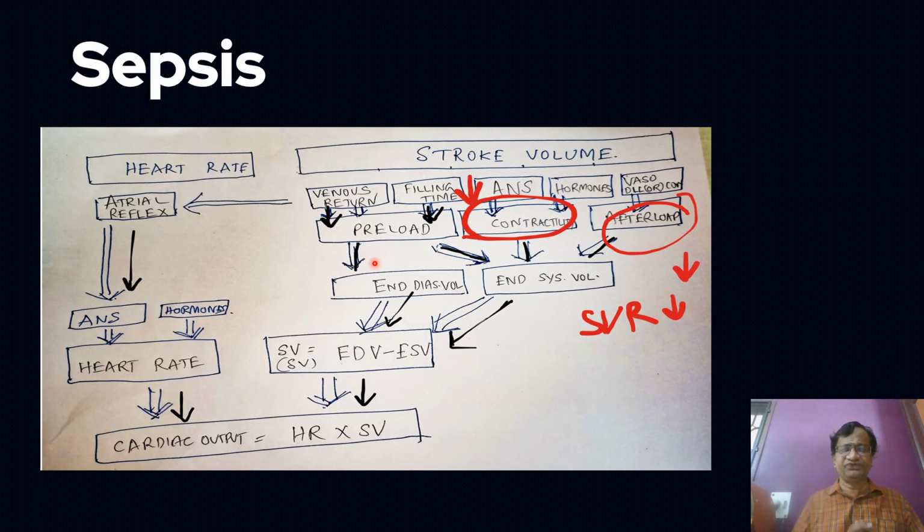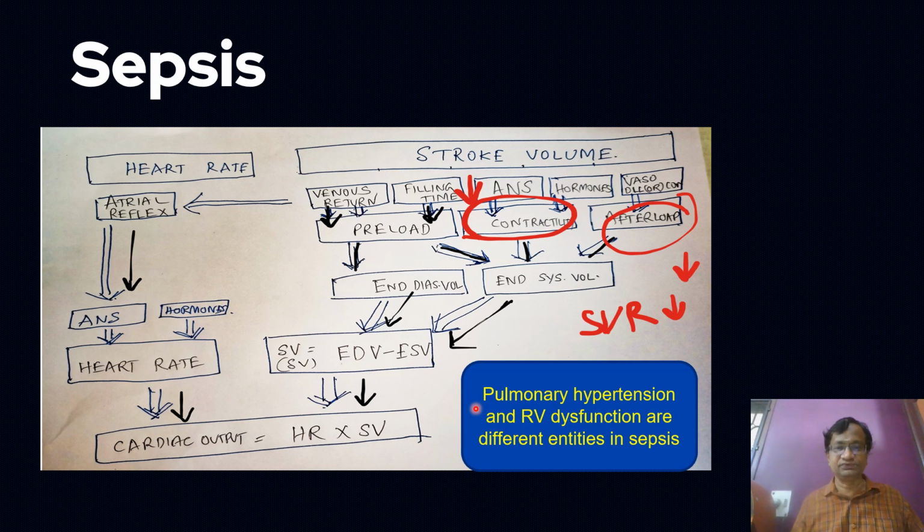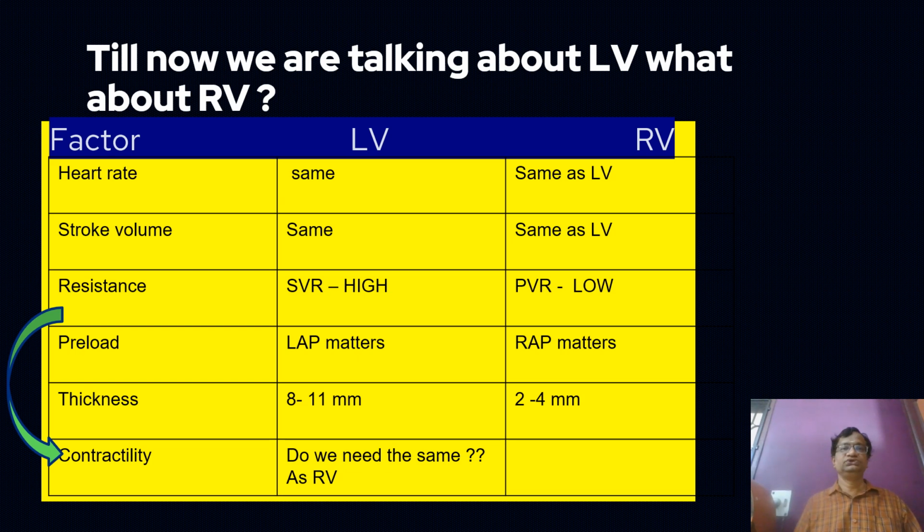Now, if you go to sepsis, the contractility is slightly depressed, but there is a vasodilatation. Your systemic vascular resistance will decrease. Again, the cycle is going downhill. The afterload is decreased. The cardiac output may be increased, but in severe sepsis, sometimes the contractility is so much depressed that even though this is there, the BP starts to fall. Pulmonary hypertension and RV dysfunction are different entities in sepsis which are not considered here. Till now we are talking about LV.